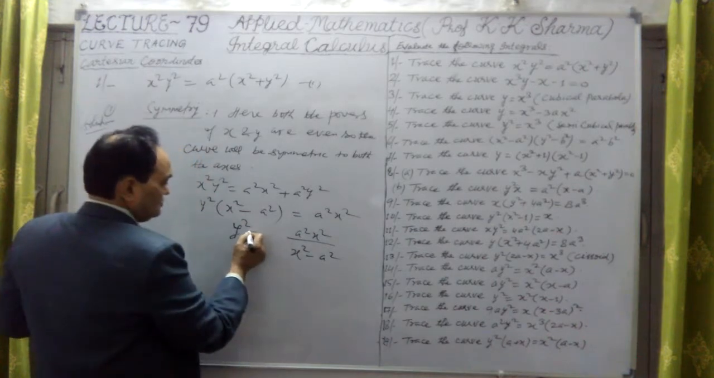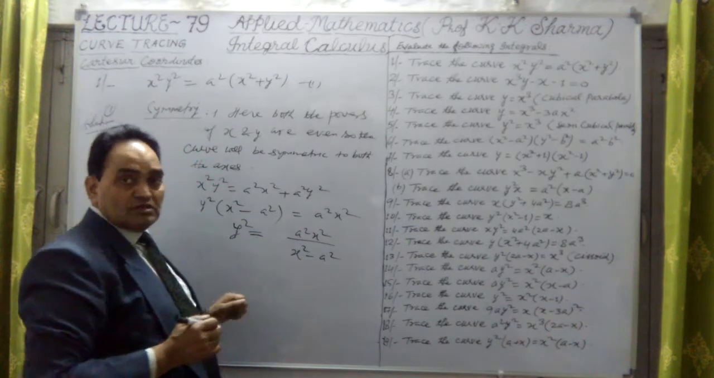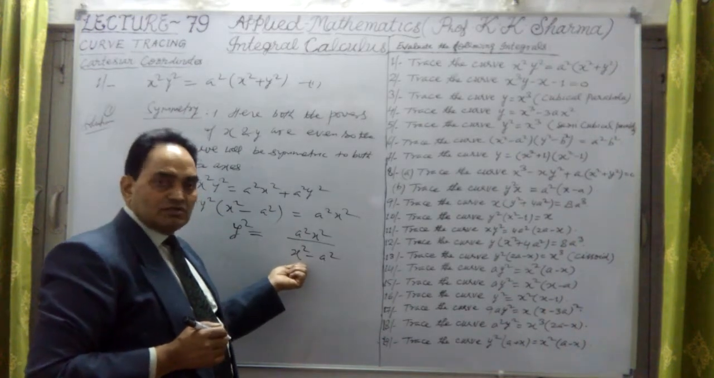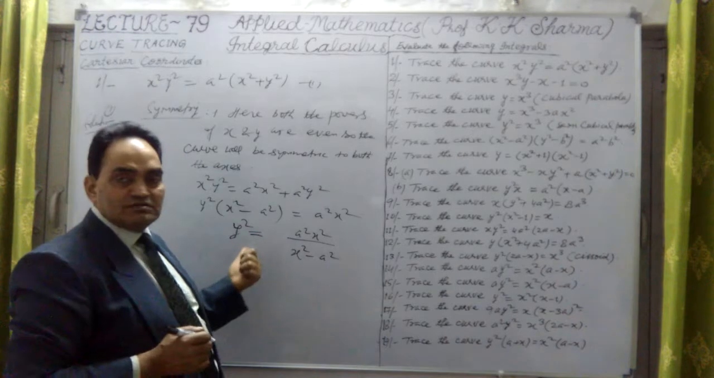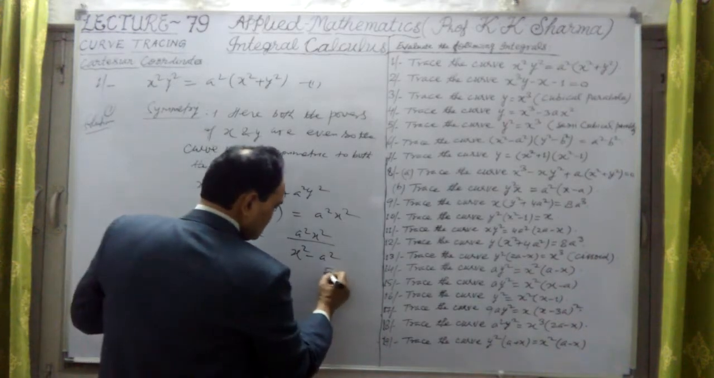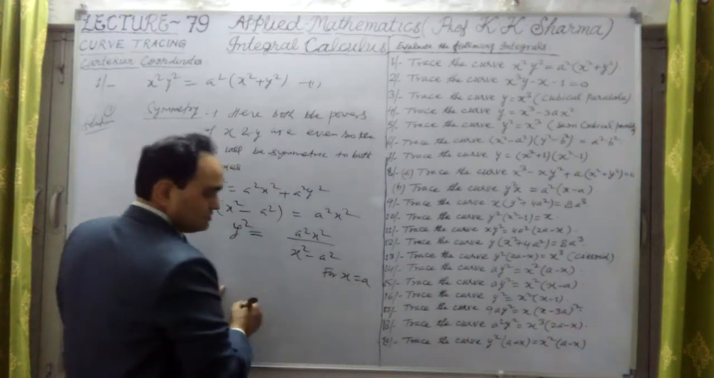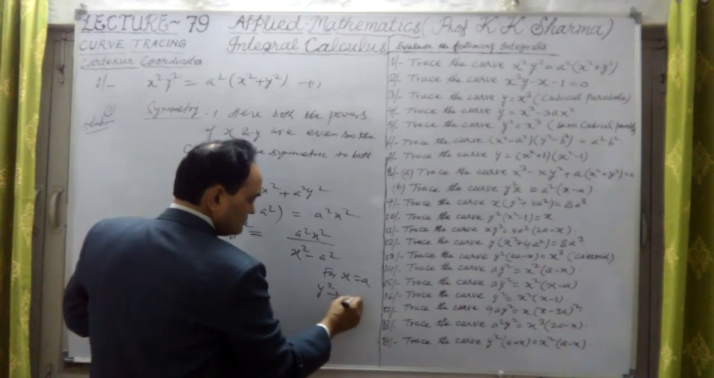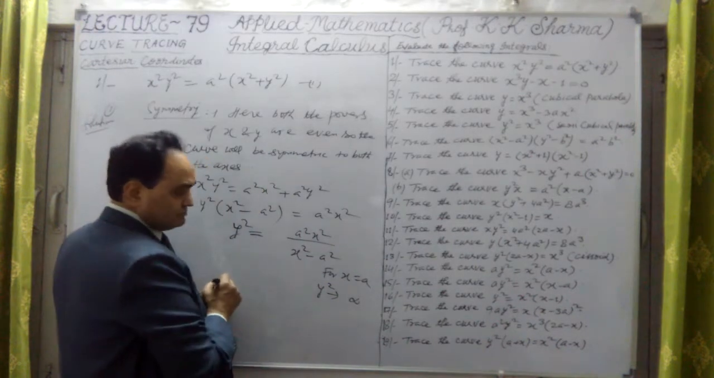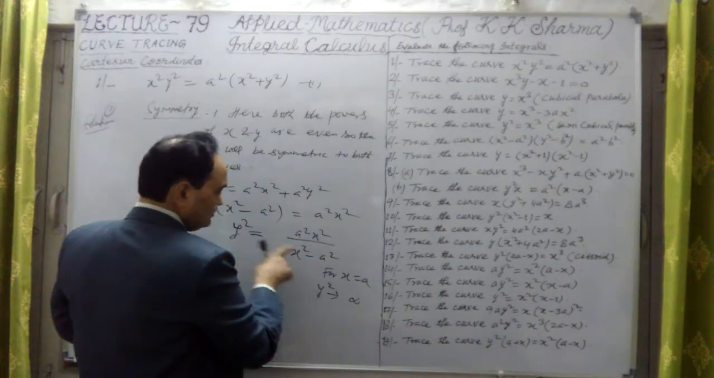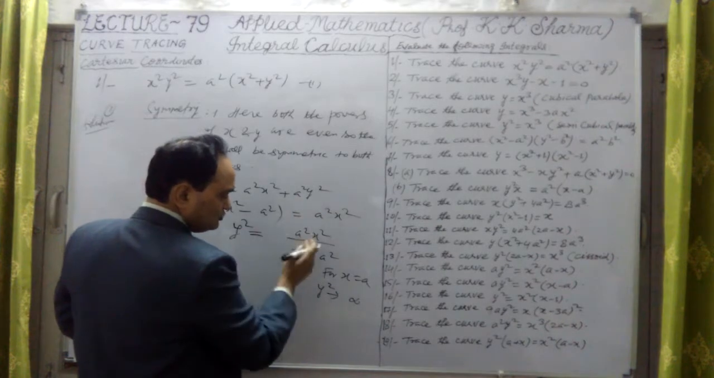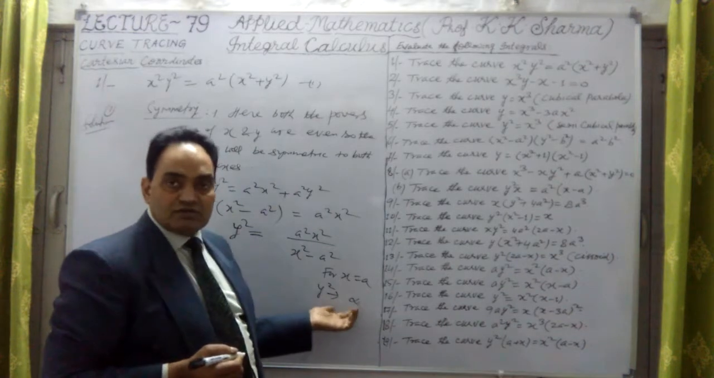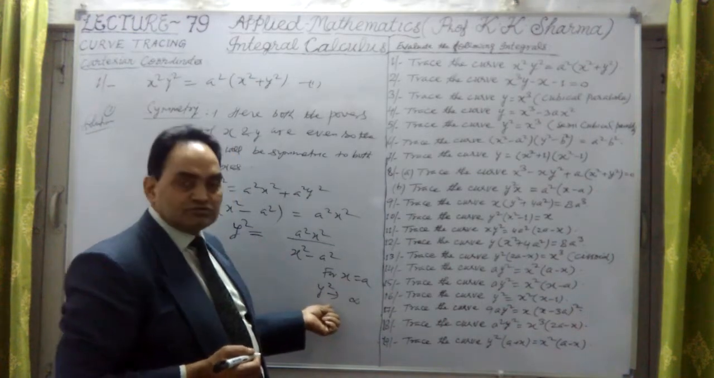Now in this equation what we see, if I substitute x equal to a, the value is not defined. For x equal to a, y square tends to infinity, because this is something upon 0. Infinity. It means there is an asymptote here.